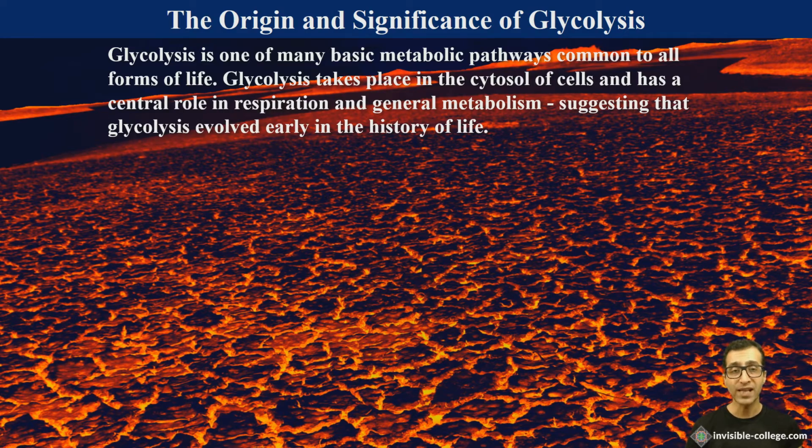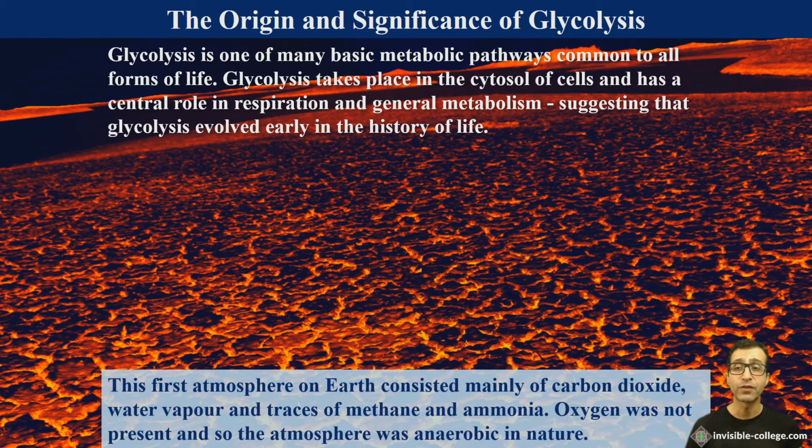Now, all of that suggests that glycolysis evolved very early in the history of life. Now, the first atmosphere of Earth consisted mainly of carbon dioxide, water vapour, and traces of ammonia and methane and other chemicals. Oxygen was only present in a very tiny, almost negligible concentration, and so the atmosphere of the early Earth was anaerobic in nature.